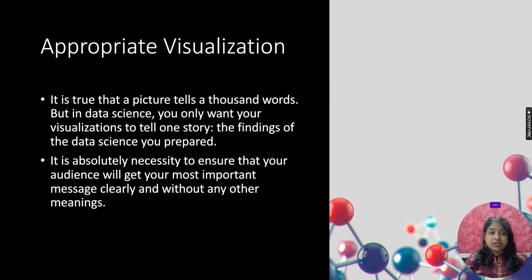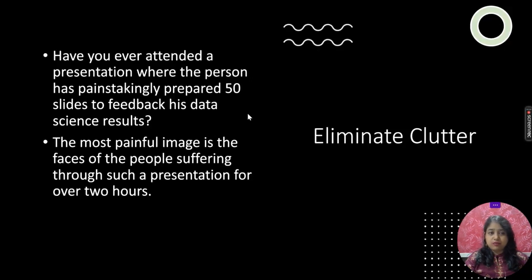Appropriate visualization. It is true that a picture tells a thousand words, but in data science, you only want your visualization to tell one story, the findings of the data science you prepared. It is absolutely necessary to ensure that your audience will get your most important message clearly without any other meaning. So we don't have to show too much information, but we have to present just one piece of information which is appropriate.